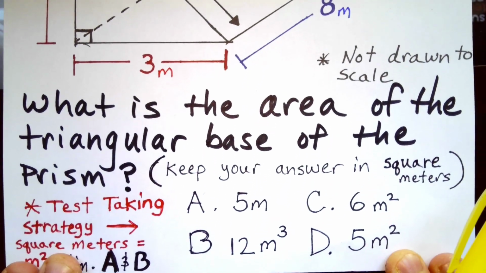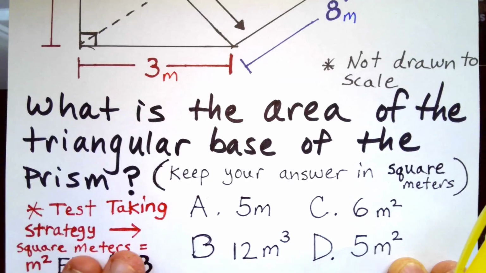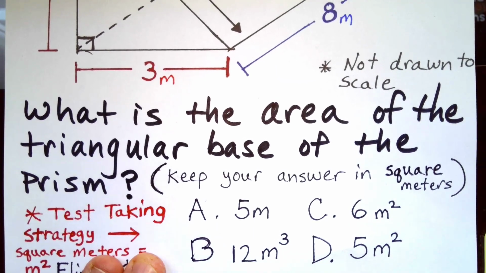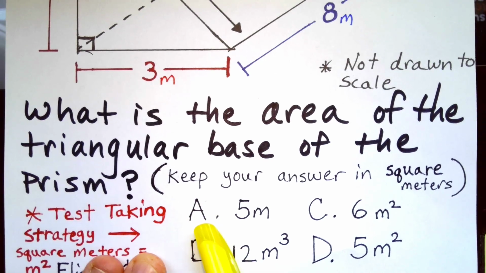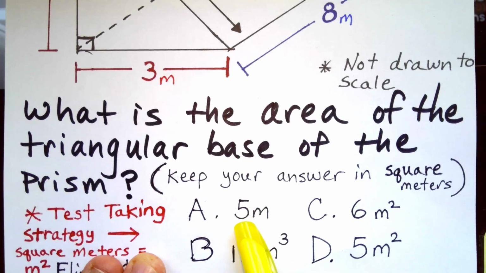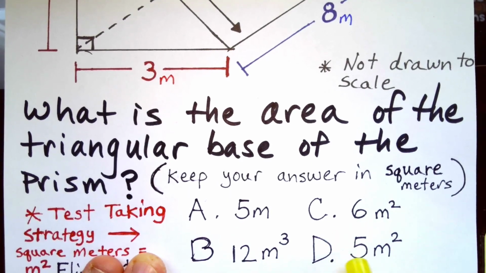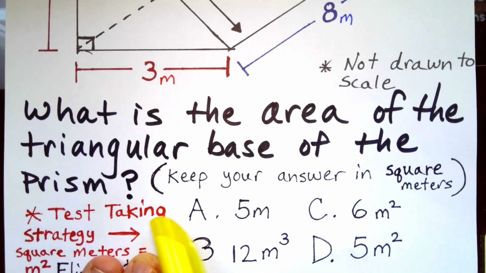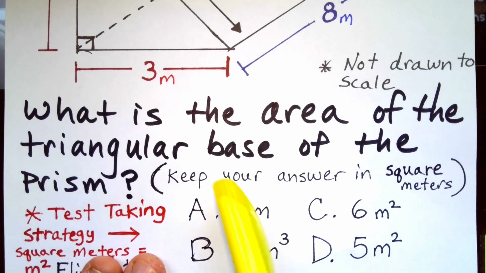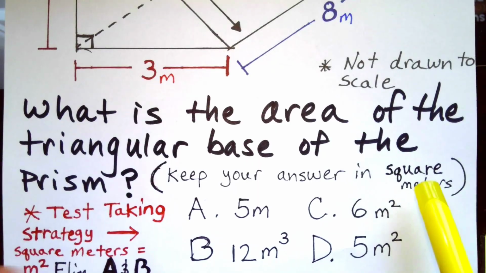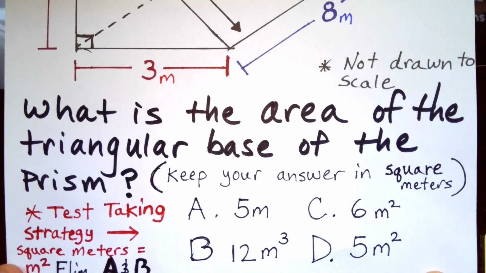All right, so we have here, oh, I was supposed to cover that up. Ooh, you didn't see that, right? We have A, the area of the base of this prism is 5 meters. B, 12 meters cubed. C, 6 meters squared. Or D, 5 meters squared. So I wanted to go over a test-taking strategy. Remember, you have to keep your answers in square meters.